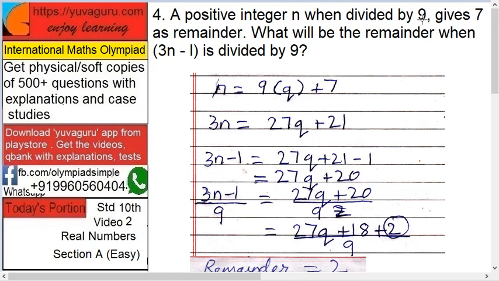...when divided by 9 gives 7 as a remainder. What will be the remainder when 3n minus 1 is divided by 9? Means see, there is some integer which is divided by 9 and the remainder is 7.